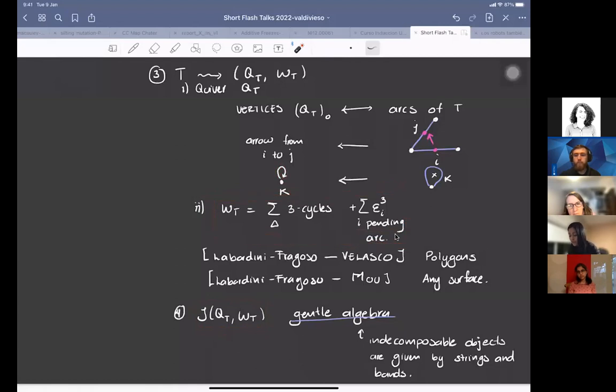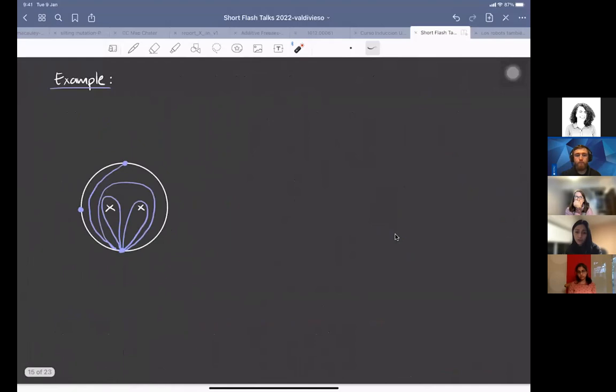And the important part of this is that each indecomposable object is given by strings and bands. So basically we have a combinatorial description of the modules, and we can get a lot of information just with combinatorics.